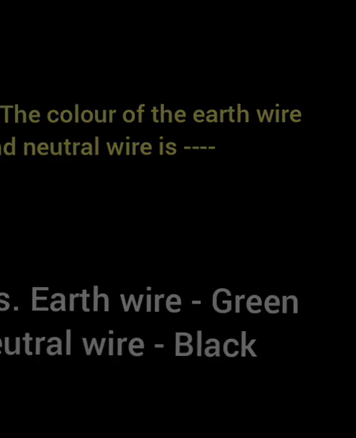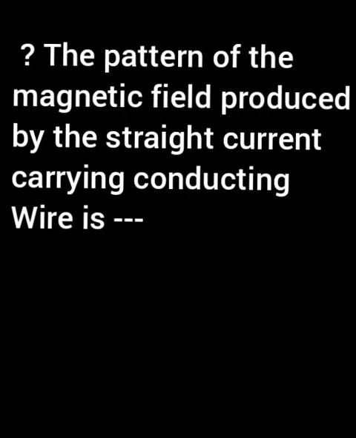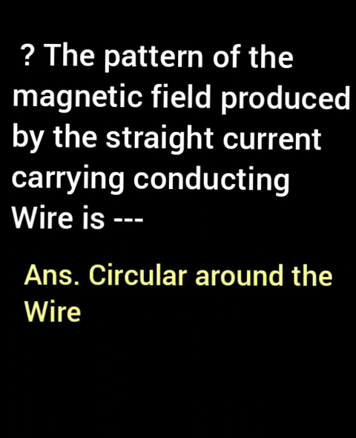Now question next. The pattern of the magnetic field produced by a straight current carrying conducting wire is. So here the correct option will be circular around the wire. Circular around the wire.